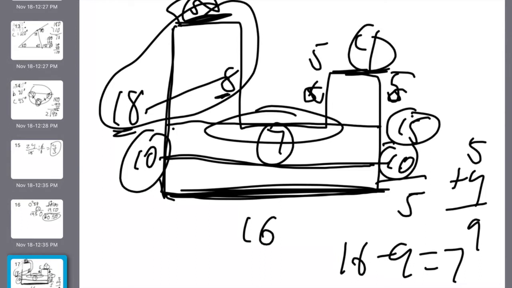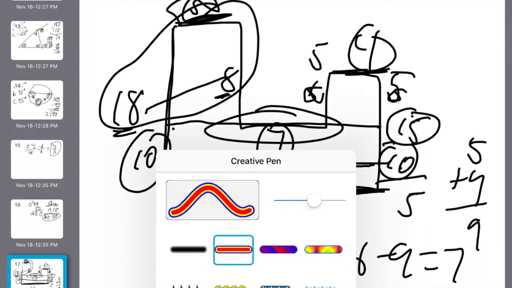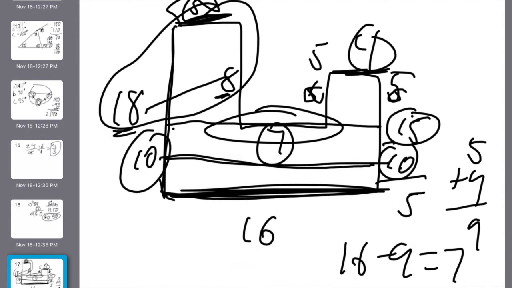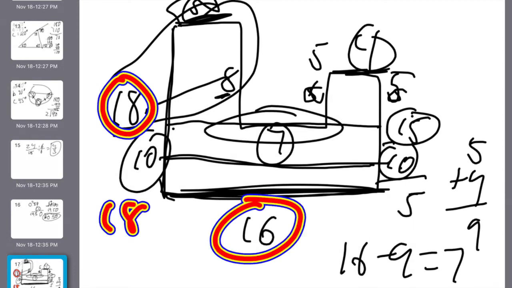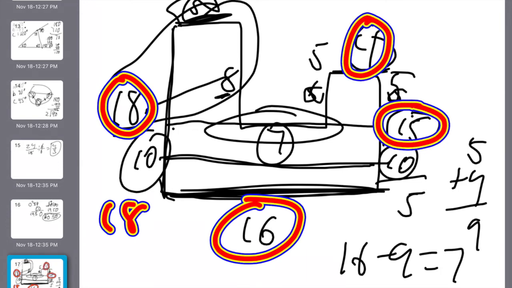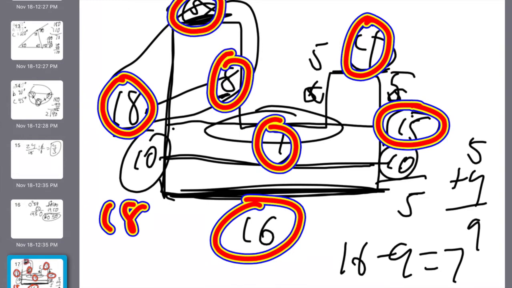Now I have to add like crazy. And I'm just going to switch to squiggly so you can see them for a second, hopefully. Yep, good. Okay, so there's an 18. There's a 16. There's a 15. There's this 4. There's this 7. There's this 8. There's this 5. And there's this 5 that goes down there. All right, now I'm going to switch back to a normal pen and I'm going to start to add.